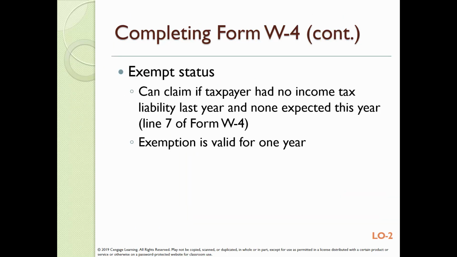Okay, so this is what I was talking about, the exempt status. This is line 7. You can claim if you had no income tax liability last year and you don't expect any this year. So I'm a student, I make 10 grand a year, I don't have any self-employment income, my standard deduction is $12,000, I'm never going to pay any tax, I didn't pay any tax last year, why would I want any income tax withheld from my check this year? Then I'm just getting over withheld, and I have to file an income tax return to get it back out, right? So, and it's valid for 1 year.